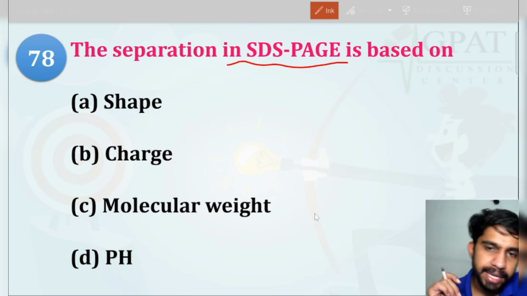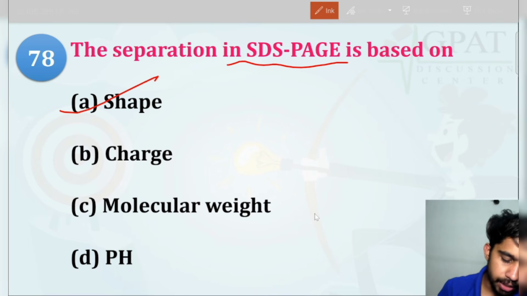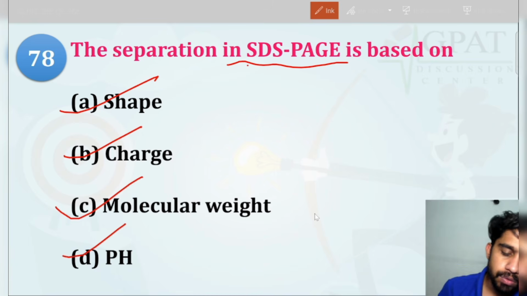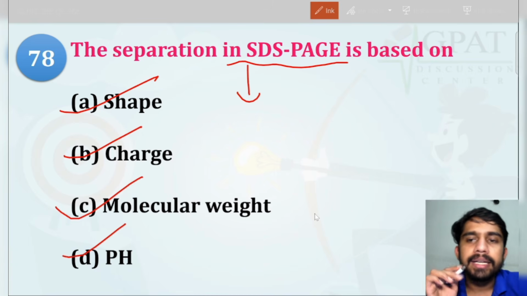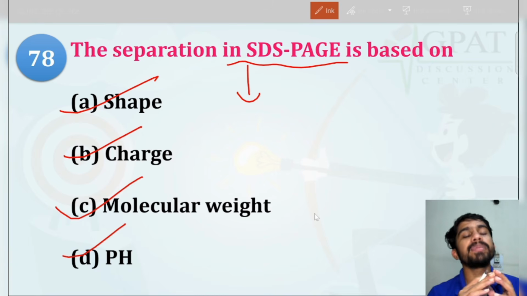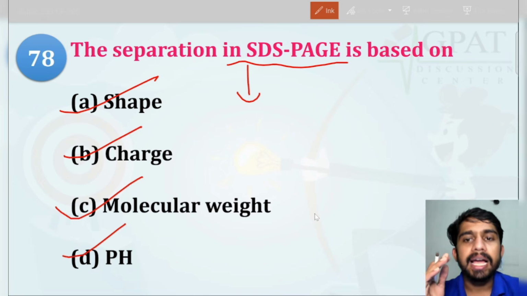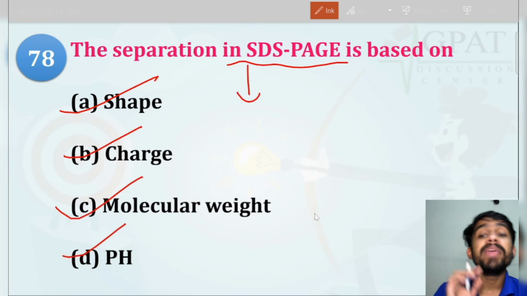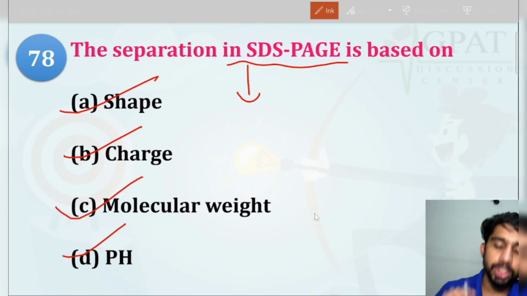The separation is based on, the first option is your shape, charge, molecular weight, and pH. What is SDS? SDS is your anionic detergent. Simple. It denatures your proteins, and it also coats the protein uniformly with negative charges. It also makes all proteins have the same charge to mass ratio.